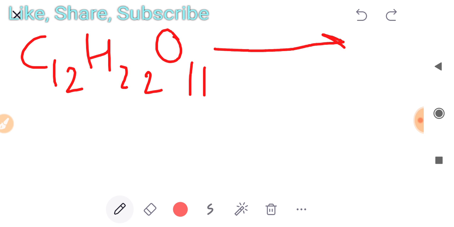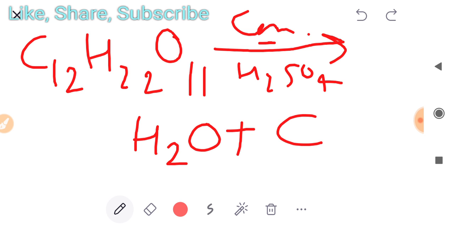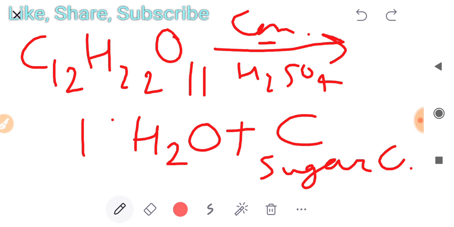So when we react it with concentrated H2SO4, I'm writing below, but you have to write here, H2SO4, it forms H2O and charcoal will be formed here. Okay, it is called sugar charcoal. It is not black charcoal, it is sugar charcoal. For balancing the reaction, you have to remember that 11 H2O, just put here 11. Then 12 carbon is here, 12 carbon is also here. Okay, so this is the balanced equation. So mainly this is dehydration of sugar.